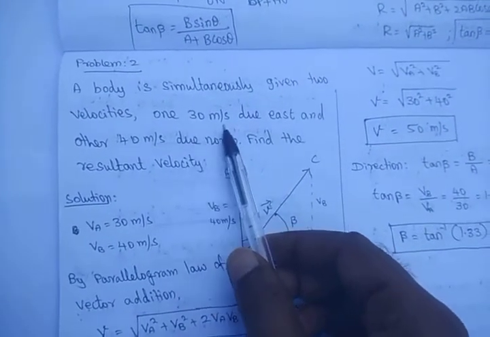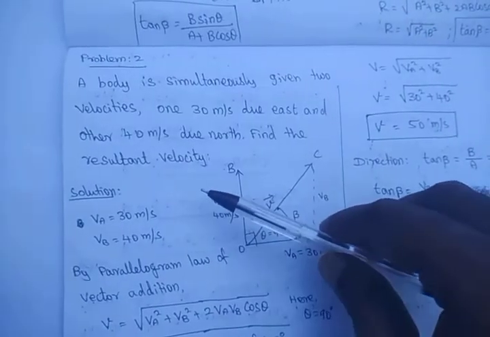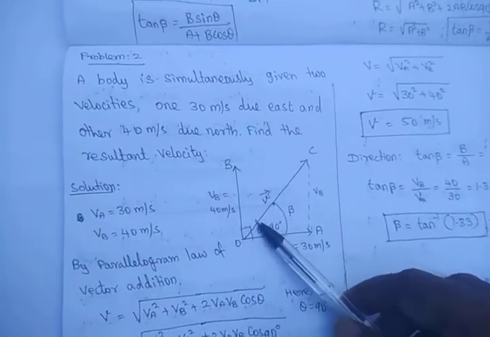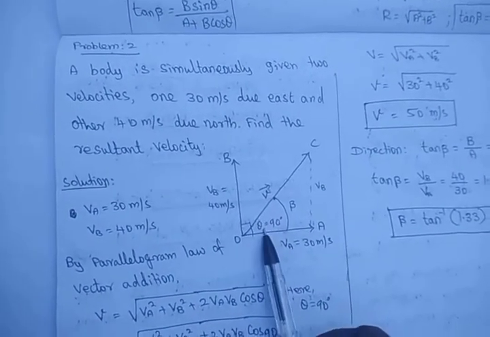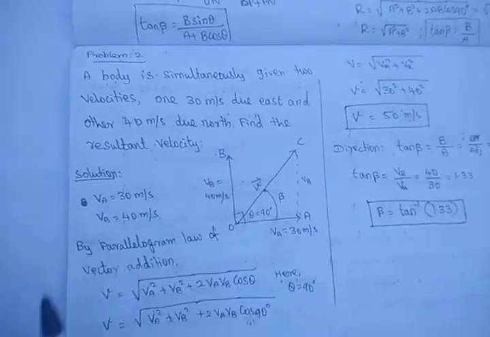So one will be 30 meter per second due east, so this is the east direction. The other one is 40 meter per second due north. So both are at 90 degrees, as usual. This is indirectly given data in the question. So find the resultant vector.